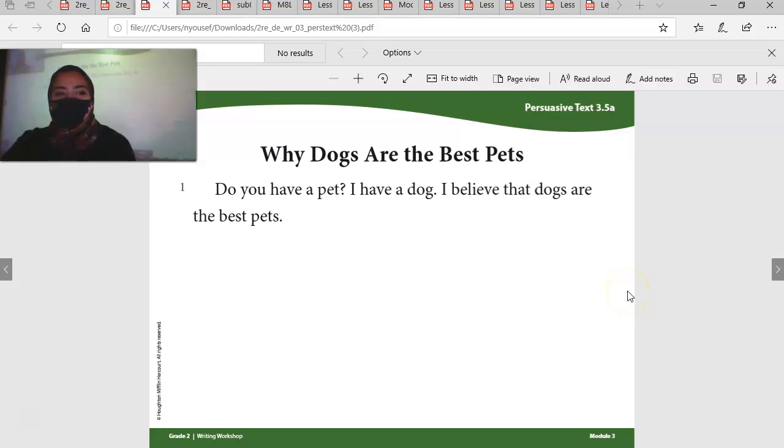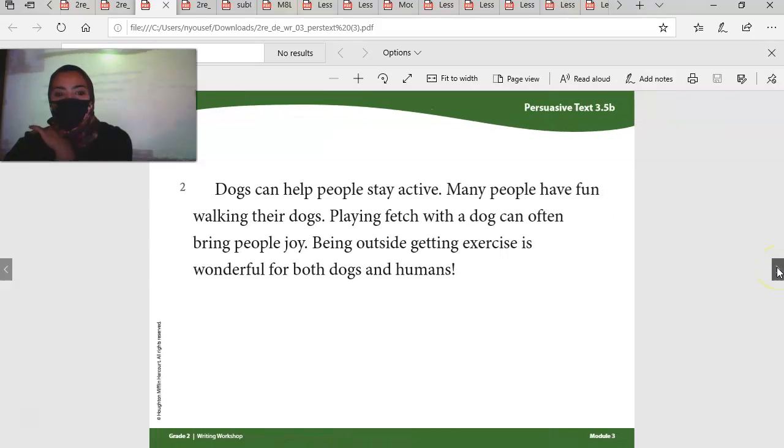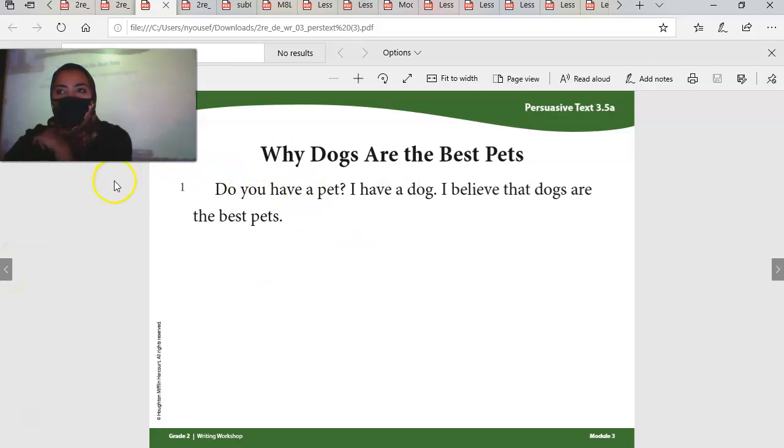So here's an example of a persuasive text. I like to look at examples before we actually jump into our own writing, so you know what I expect of you, okay? So let's read the example they gave us. It says, why dogs are the best pets. This is their topic, not your topic, okay? So they started off by saying, this is what they mean by a strong opening sentence. Do you have a pet? I have a dog. I believe that dogs are the best pets. Okay, so there, he clearly stated his opinion. You can clearly read his opinion there, right?